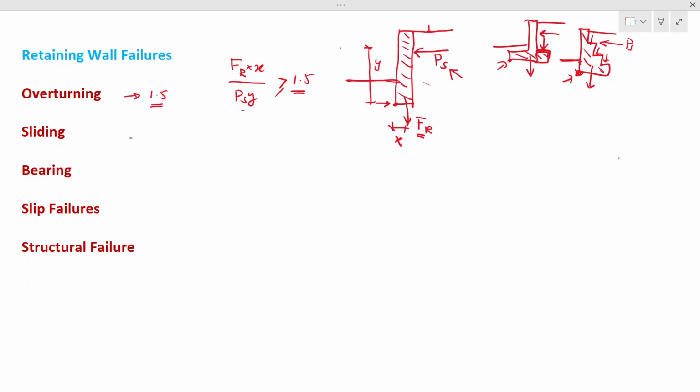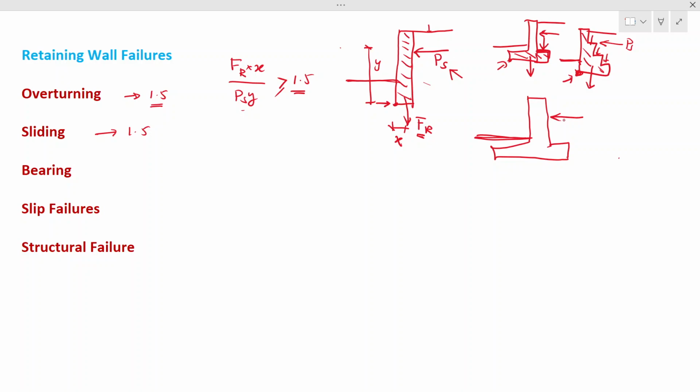Now let's move on to sliding. In sliding also, we generally maintain a factor of safety of 1.5. What is sliding? Sliding is a very similar thing, like we discussed. Now you have a pressure on the retaining wall from the soil and other water surcharge, etc. So you have to have a restoring moment from the other direction to avoid this force.